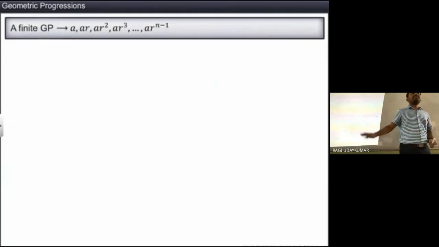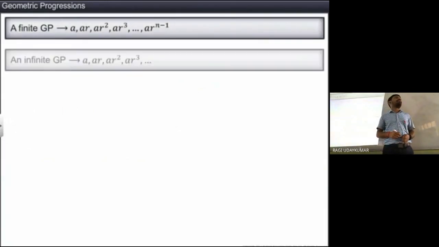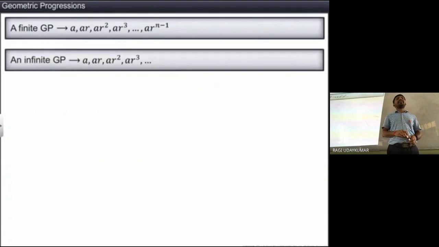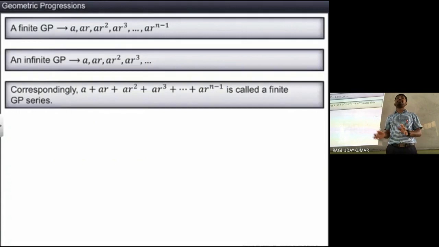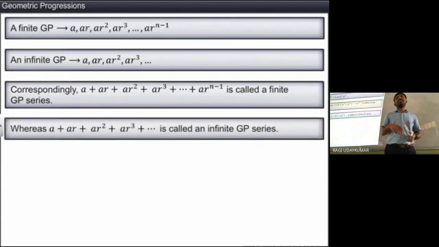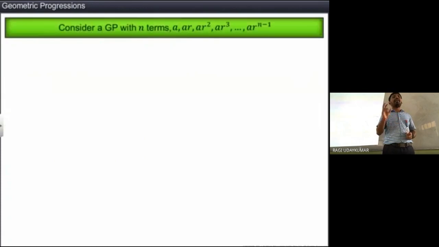If you have a finite number of terms in the geometric progression, it is called a finite geometric progression. If you have an infinite number of terms, it is called an infinite geometric progression. And if you are adding the terms, it is called the geometric progression series. We call it a GP series. I have already explained the difference between sequence and series. Series is nothing but just adding the terms.